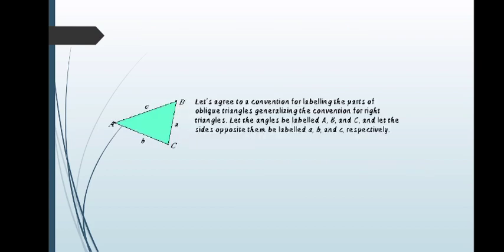Let's agree to a convention for labeling the parts of oblique triangles, generalizing the convention for right triangles. Let the angles be labeled A, B, and C, and the sides opposite them be labeled a, b, and c, respectively.